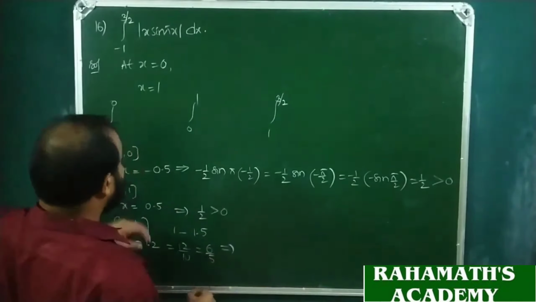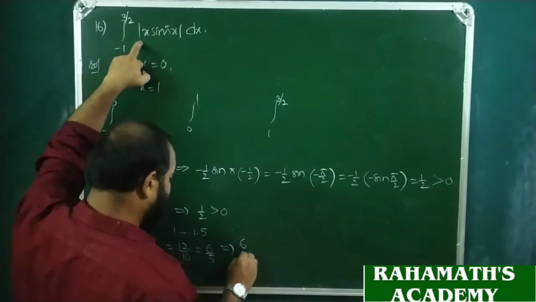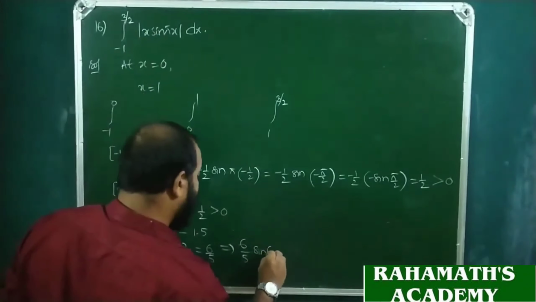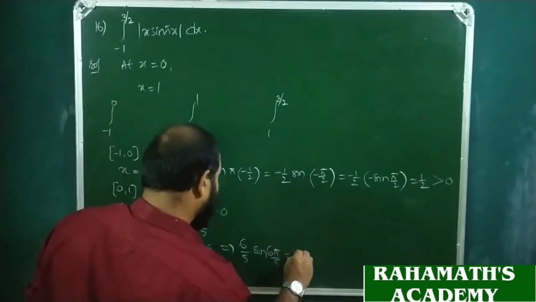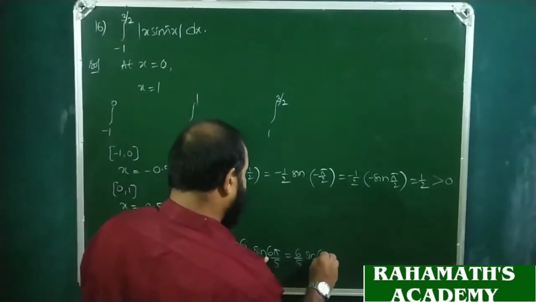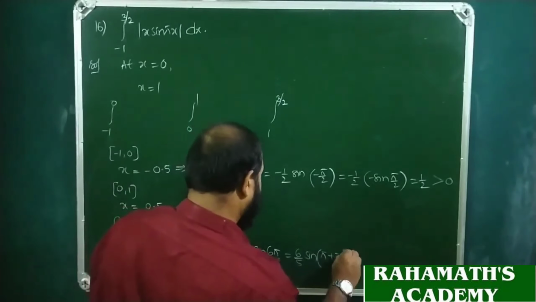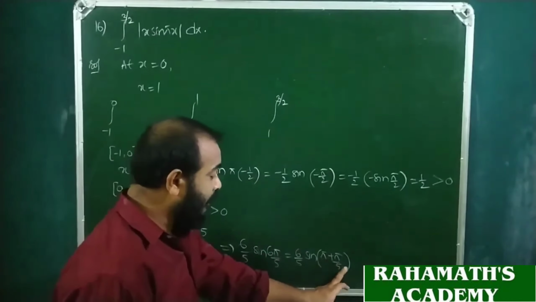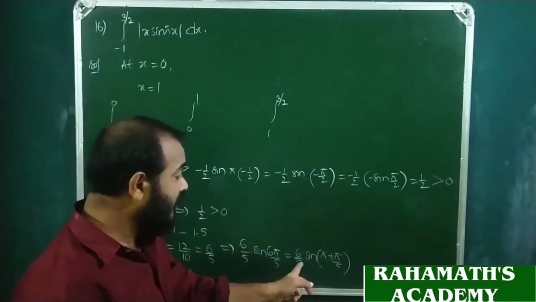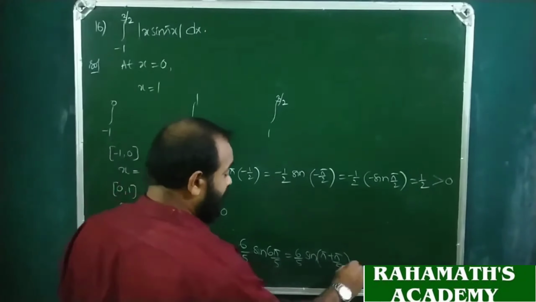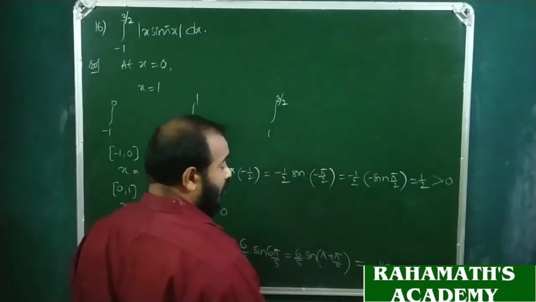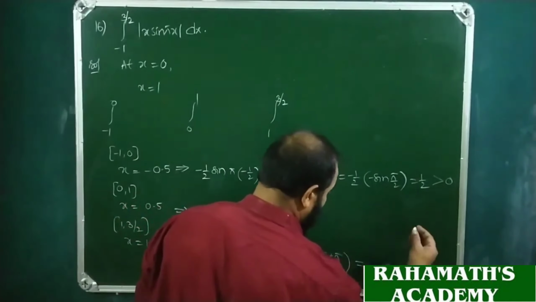Substituting in this, x is 6 by 5. Sine pi into 6 by 5 is 6 pi by 5. So that means 6 by 5 into sine 6 pi by 5, which is pi plus pi by 5. That means 180 plus theta. Sine 180 plus theta, which quadrant? Third quadrant. In the third quadrant, the value is negative. So this is a negative value we are getting. Negative is always less than 0.